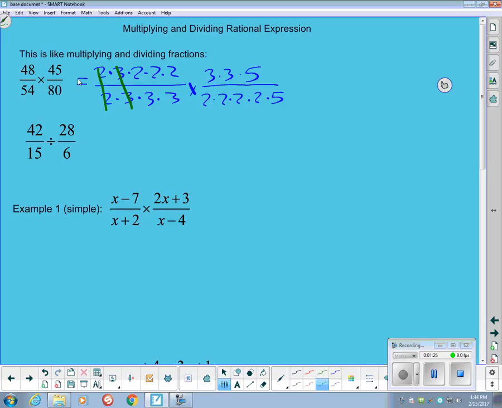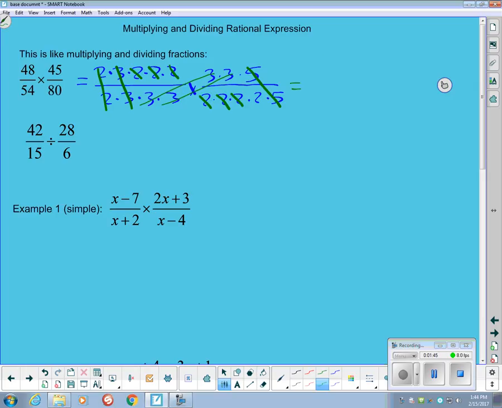3 divided by 3 is 1. This 3 divided by 3 is 1. This 3 divided by 3 is 1. This 5 divided by 5 is 1. This 2 divided by 2 is 1. That 2 divided by 2 is 1. That 2 divided by 2 is 1.